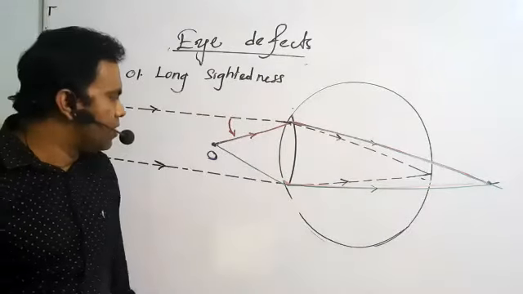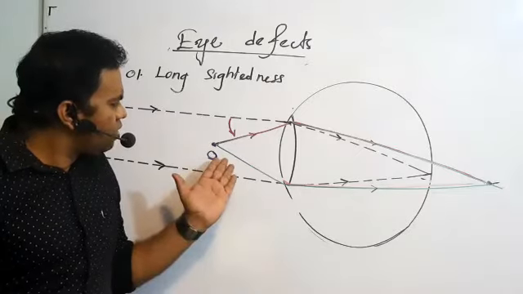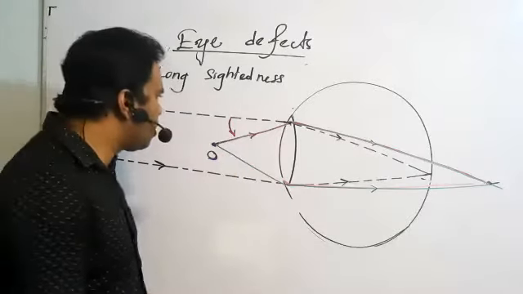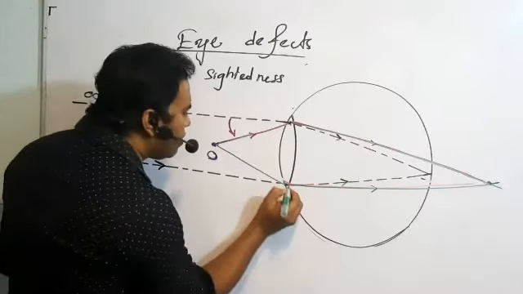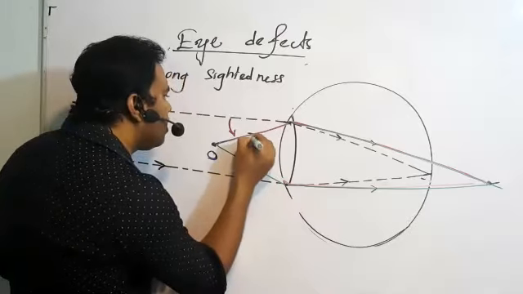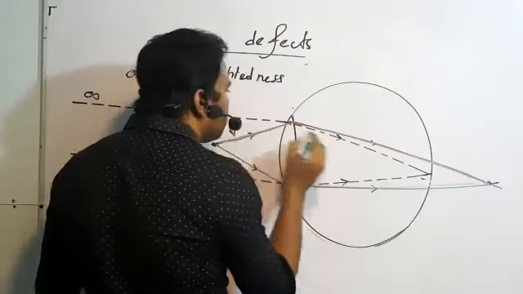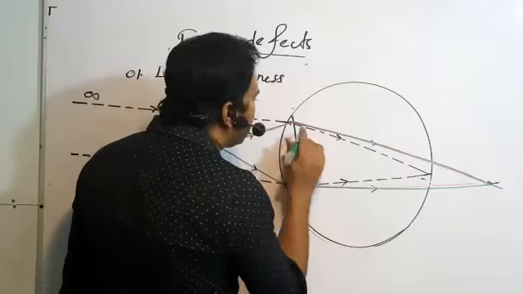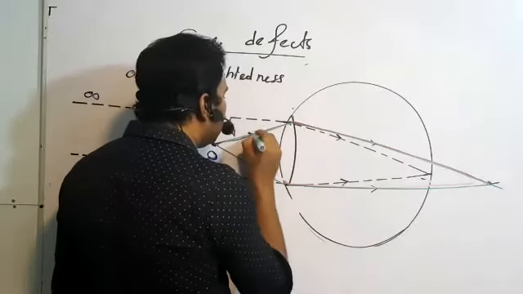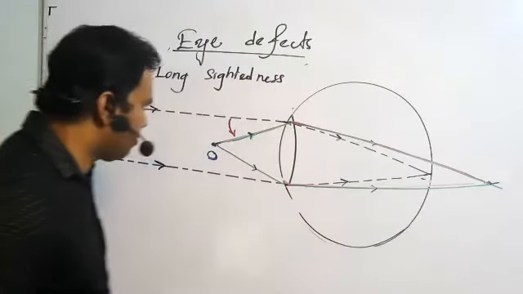Now the problem is, sir, why did you draw the light rays coming from nearby to the same point? Why did you draw it there? What's the reason behind that? Such a question may be in your mind.